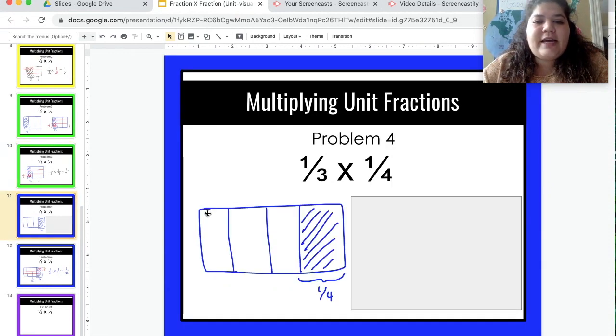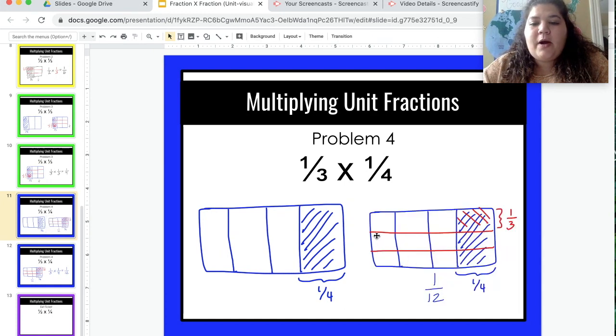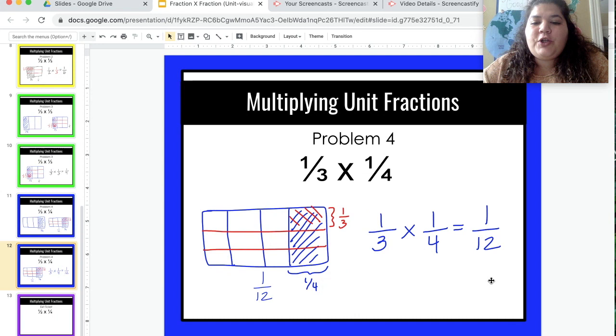Question 4 is 1/3 times 1/4. Here, I just shaded it over here just to show you it doesn't matter. We have 1/4 here. Now I'm going to split that into thirds the other way. You can see I split it apart horizontally. And then I shaded in one of those pieces because that is 1/3 of the 1/4. Again, we can see how many are double shaded? 1. How many are there in total? 12. So 1/3 times 1/4 equals 1/12. And we can see that also when we solve it numerically. 1/3 times 1/4 equals 1/12.